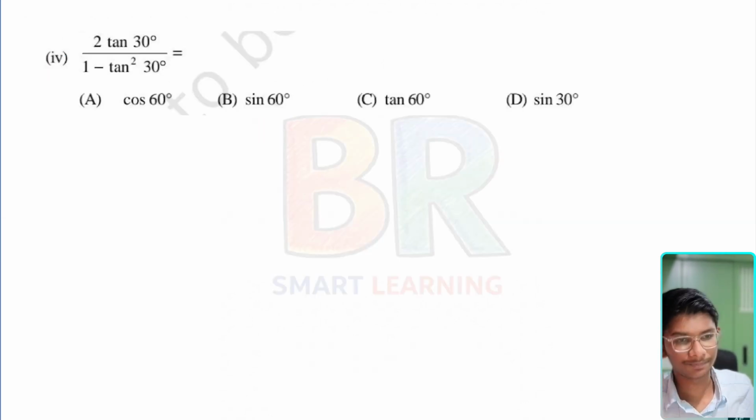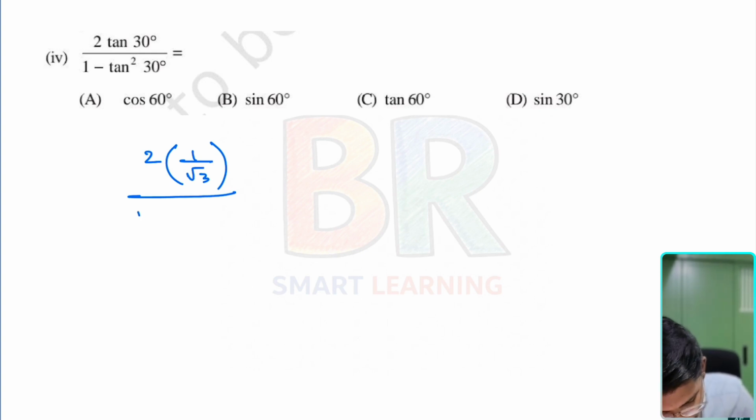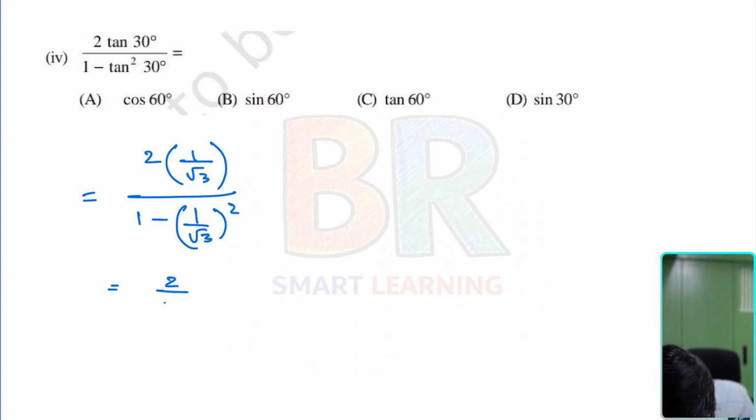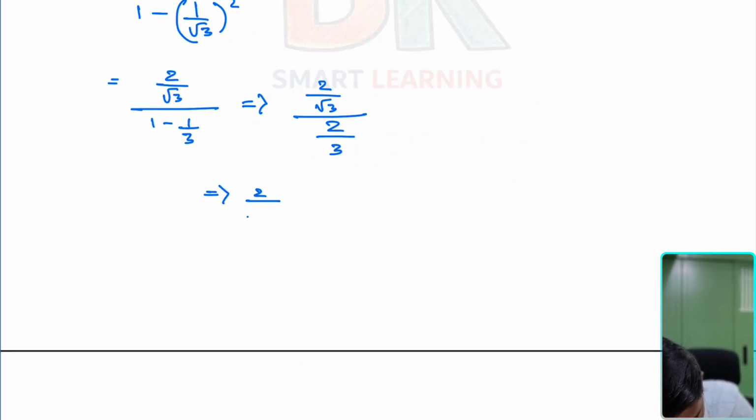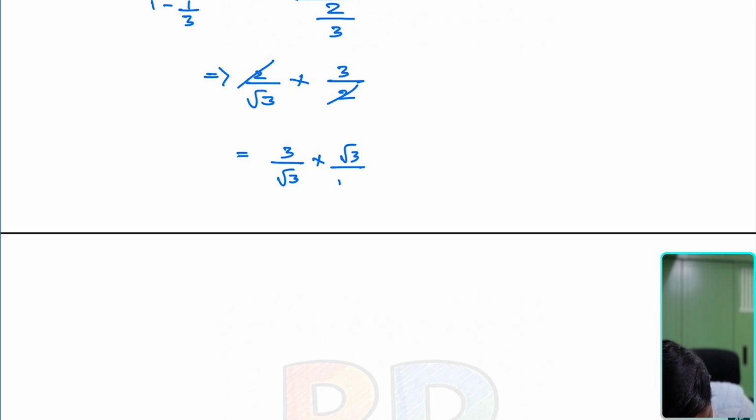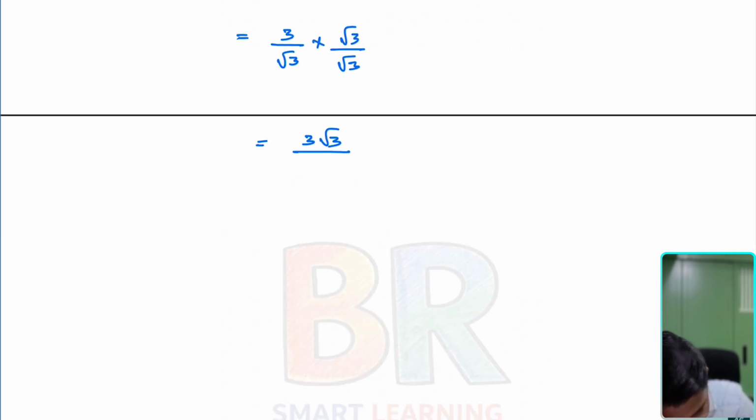Chalo, now we have the fourth question. In the fourth question, 2 tan 30 divided by 1 minus tan square 30. 2 into, what is tan 30? It is 1 by root 3 whole divided by 1 minus again tan square 30. That means 1 by root 3 whole square, which equals 2 by root 3 divided by 1 minus 1 by 3, which equals 2 by root 3 divided by, what is 3 minus 1? It is 2. 2 by 3. The denominator goes to numerator. What we get? We get 2 by root 3 into 3 by 2. Here 2 gets cancelled and we need to rationalize 3 divided by root 3 into root 3 divided by root 3 equals 3 root 3 divided by 3, root 3 gets cancelled, we get 3. 3 gets cancelled.